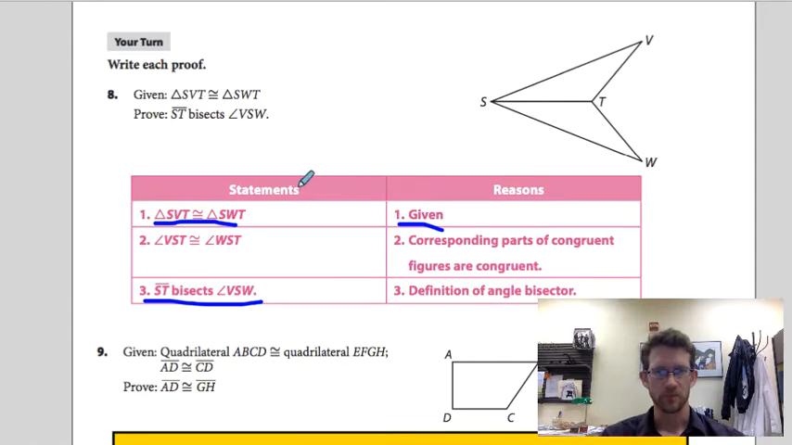Now the hard part's going to be what's in between here. What's the missing link? And again, I recommend trying to work backwards maybe. How do we know that ST bisects angle VSW? Well, we need to think about what does it mean to be a bisector, right? Specifically an angle bisector. Well, to be an angle bisector, it means that this angle has to be congruent to that angle, right?